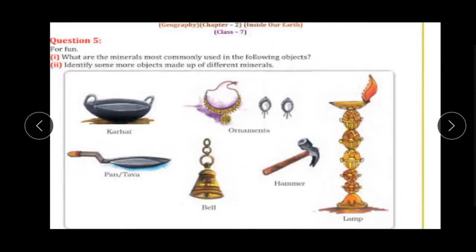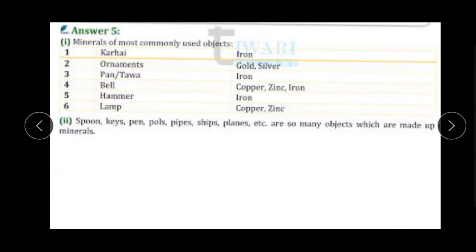So next, second: identify some more objects made up of different minerals. In daily life we are using many objects, right? Like spoons, keys, pens, poles, pipes, ships, planes. These are many objects we can give as examples that are made up of minerals. Look again: spoons, keys, pens, poles, pipes, ships, planes. Like this, we can give many examples of objects made up of minerals. Okay, children?